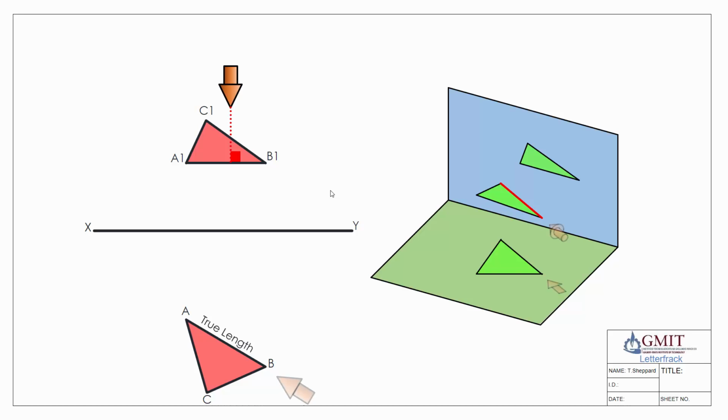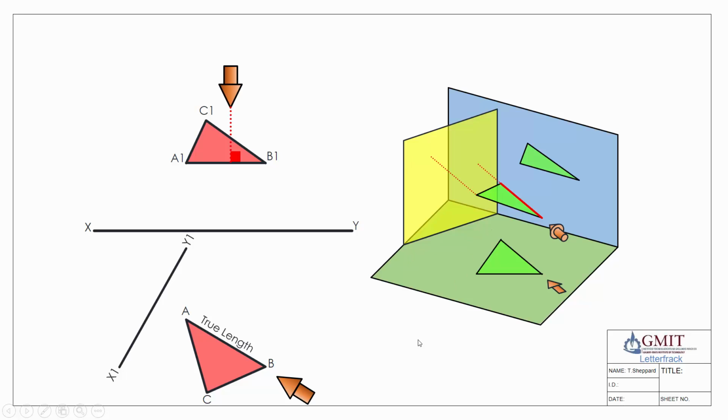Like last time, we're going to look along our true length line and create our auxiliary plane. Our x1, y1 is perpendicular to our true length line. There's our auxiliary plane, and we're just going to project the object onto it. So there's our point view of our line, and there's our edge view of our plane.